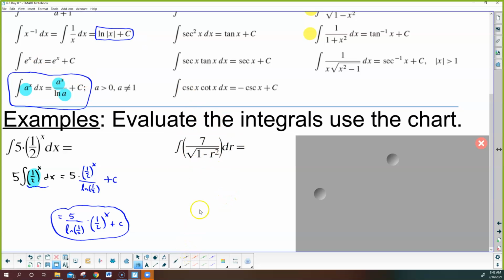All right, let's look at this one. I have the integral of 7 divided by the square root of 1 minus r squared dr.